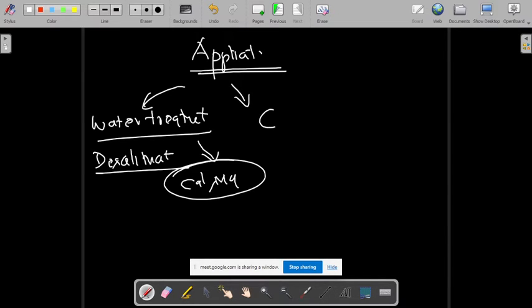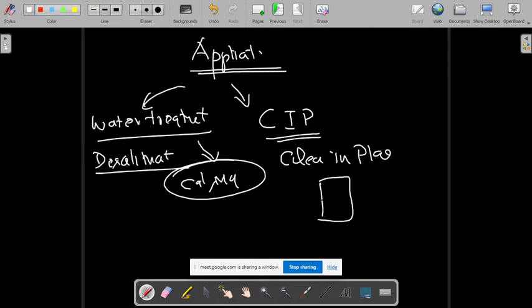ஸோ அடுத்த காமன் அப்ளிகேஷன் பார்த்தீங்கன்னா க்ளீன் இன் பிளேஸ் அப்படின்னு சொல்லுவாங்க. க்ளீன் இன் பிளேஸ் அப்படின்னா பாய்லரில், பெரிய பெரிய ட்ரம்மில், ஓகே, அந்த பாய்லரில் இருக்கக்கூடிய லிக்விடை டெம்பரேச்சரை மெயின்டைன் பண்ணுறதுக்கு ஸோ அவங்க என்ன பண்ணுவாங்கன்னா, they will be using cooling tubes.